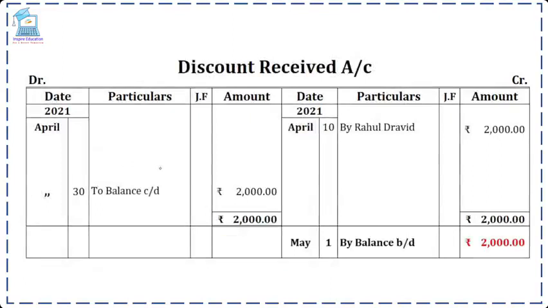Next, discount received. Discount received means discount received was credit. So in the credit side, we will write discount received. From whom we have received discount? Rahul Dravid. So this discount received, this balance is called what? Debit balance or credit balance? Discount received.